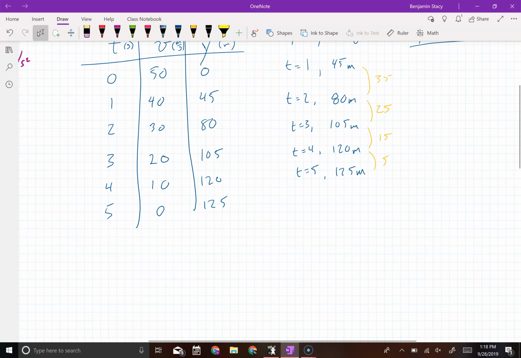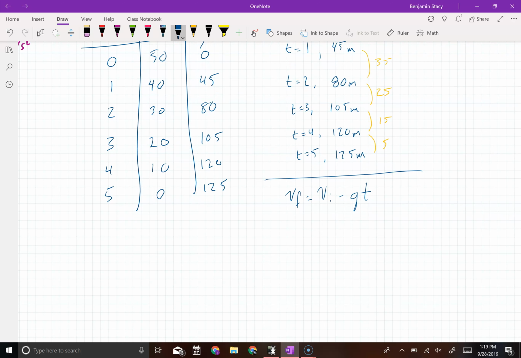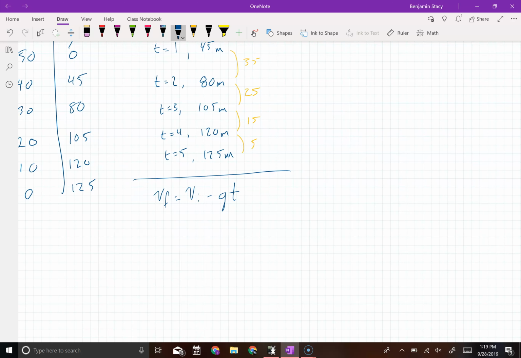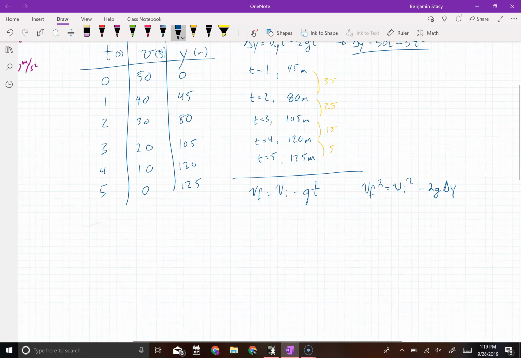And remember, always when you get to looking for maximum height, you can use this one right here. Final velocity at maximum height is 0. Final velocity is initial velocity, 50 minus gt. So you get our time from that, and you can also use this one, v final squared equals v initial squared minus 2g delta y, to get your final position or total displacement if you know final velocity is 0 at the maximum height.